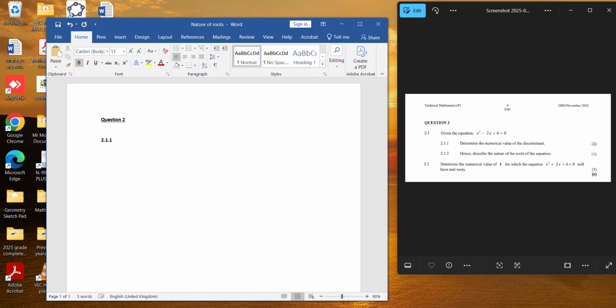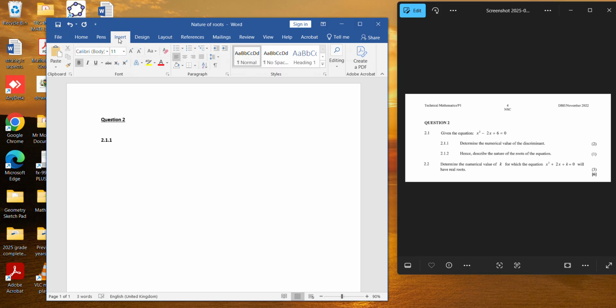2.1.1. What are we required to do? It says determine the numerical value of the discriminant of this quadratic equation that has been given to us. Mark allocation there, 2 marks. Then, remember, for us to find the numerical value of the discriminant, there is a formula that we can utilize. What is the formula?